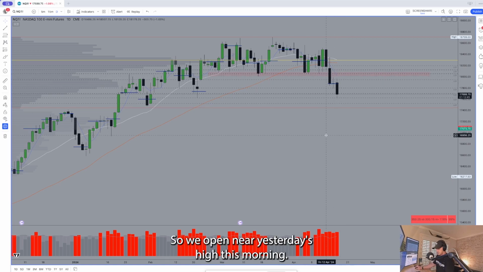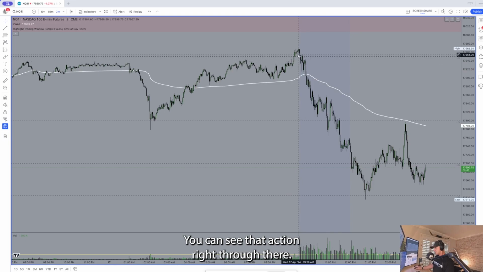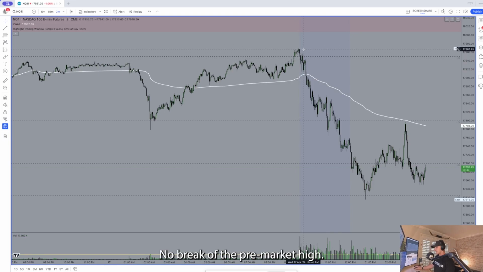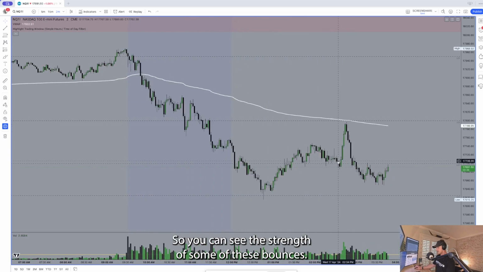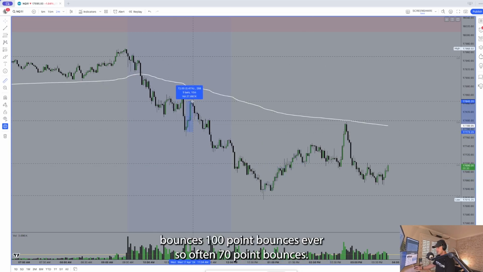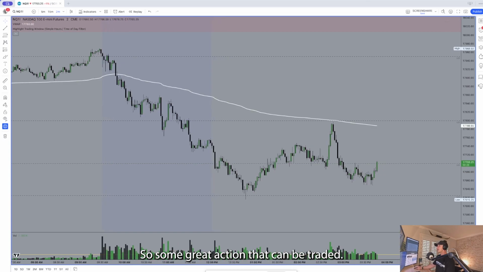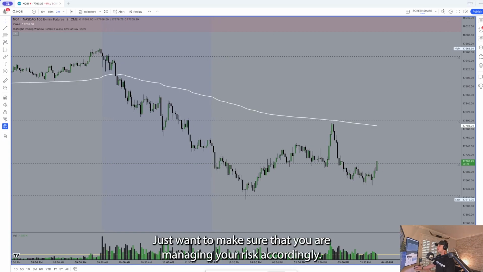So we opened near yesterday's high this morning. You can see that action right through there. No break of the pre-market high, and it's just a sell-off right from there. So you can see the strength of some of these bounces. You're getting pretty significant bounces, 100-point bounces every so often, 70-point bounces. So some great action that can be traded. Just want to make sure that you are managing your risk accordingly.